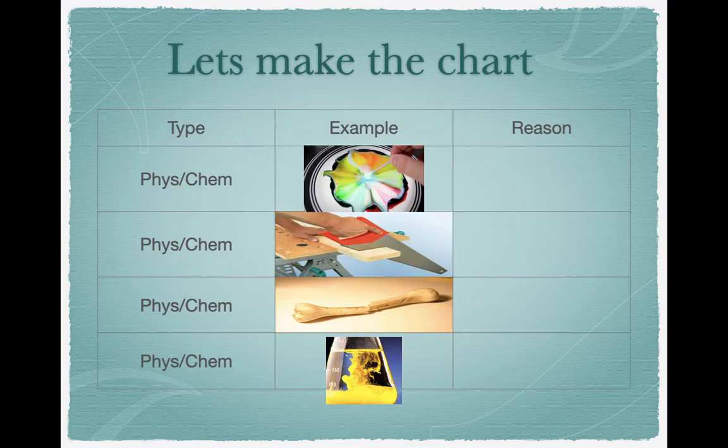The sawing of the wood, is that going to be a physical or chemical property change? It's going to be a physical change because it's still wood, it just looks different. A broken bone, physical or chemical reaction? It's going to be a physical because it's still a bone, now it's just broken. And then the last one is the yellow liquid that's made from the combination of the two clear liquids. That's going to be a chemical, and that's my precipitate.